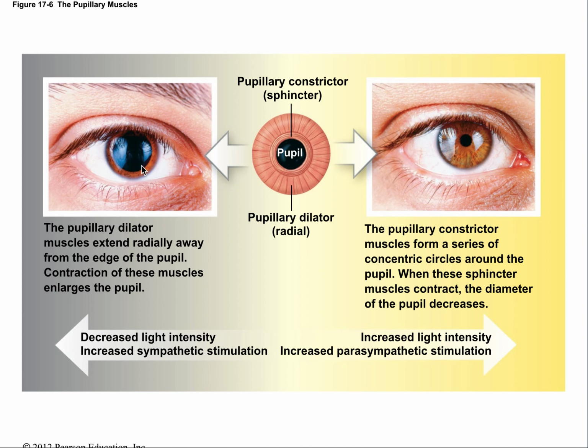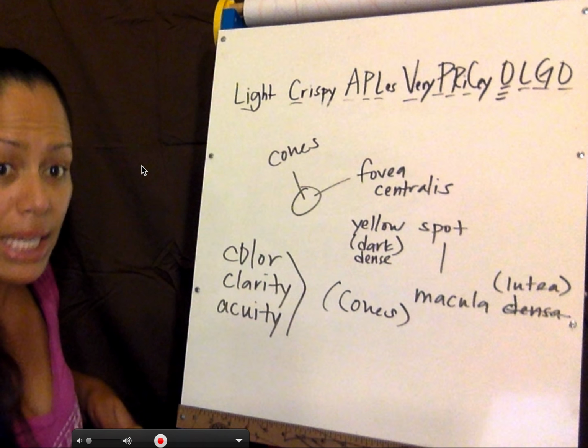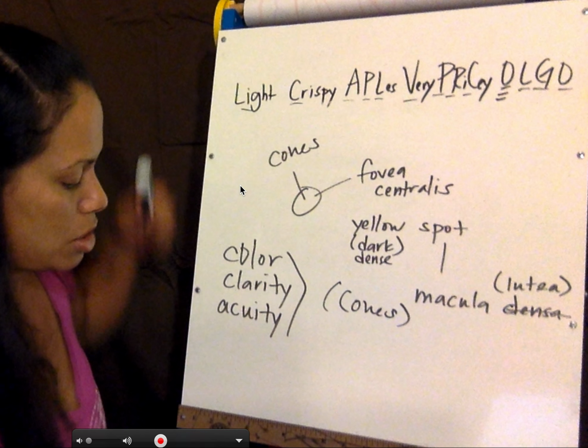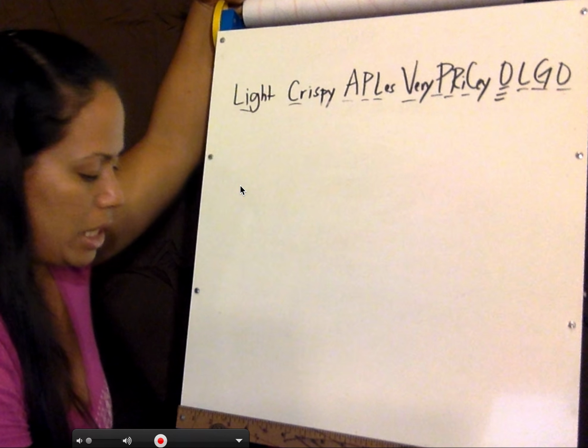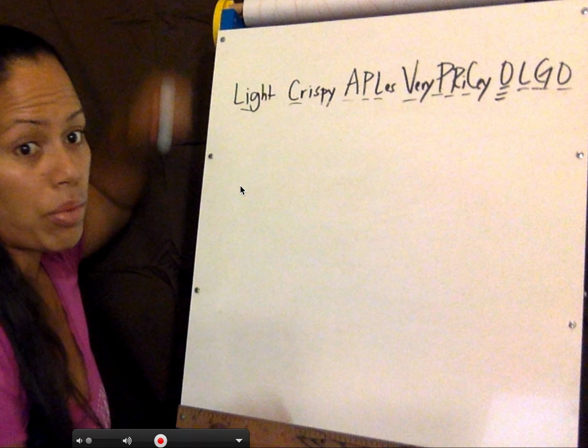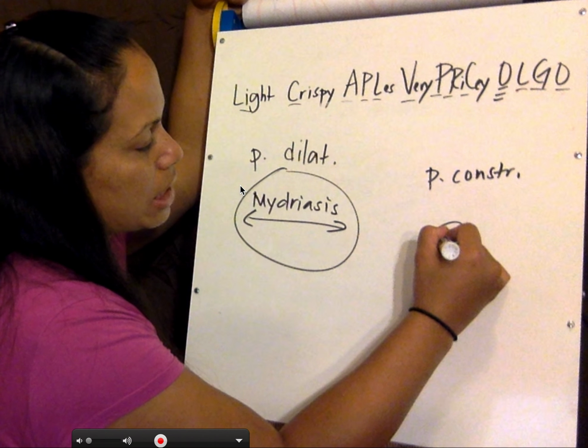The terms that you need to memorize are mydriasis and miosis. So mydriasis sounds like a really long word, so it's probably going to fit into the one that has the biggest diameter. So this one is pupillary dilation, and it is called mydriasis. And then the one that sounds really tiny is pupillary constriction, and that one is miosis.